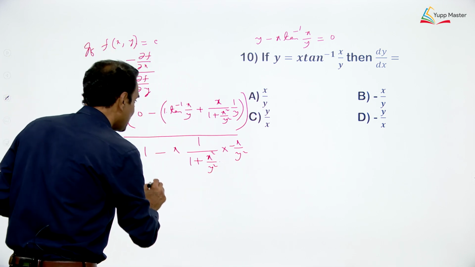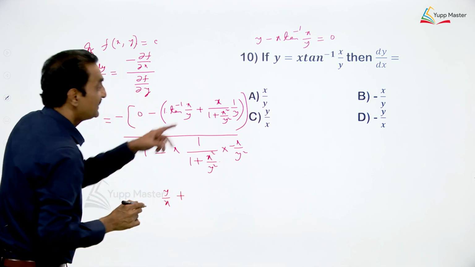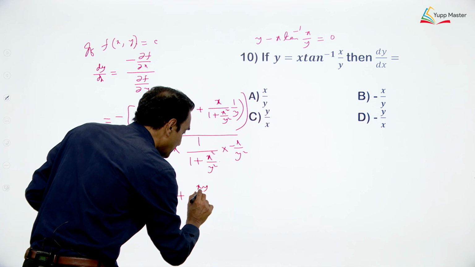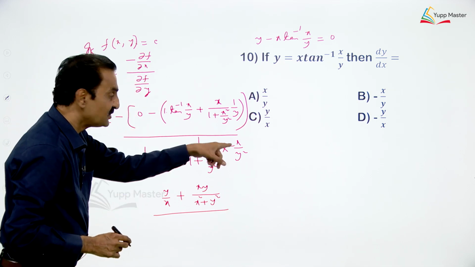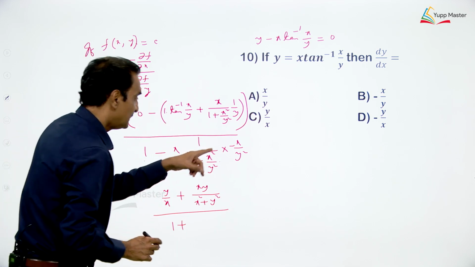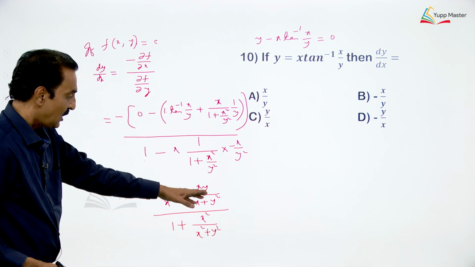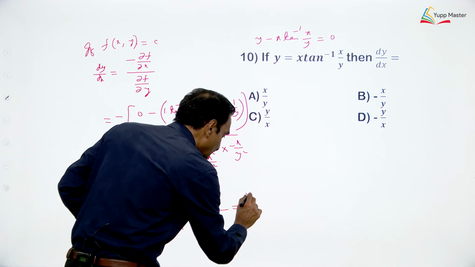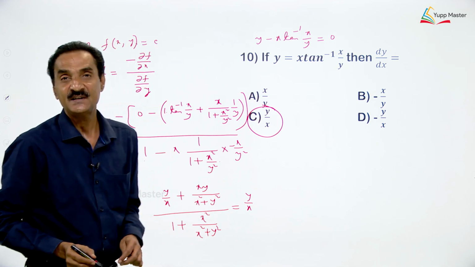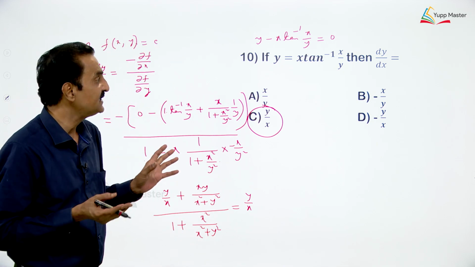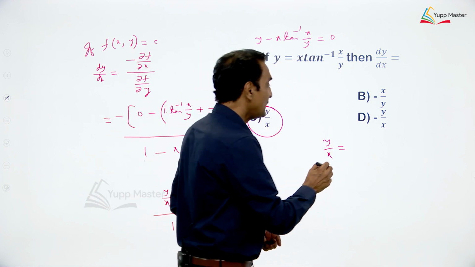Now, let us simplify it. Minus of minus is plus. We can write tan inverse x by y as y by x plus this will be xy by x square plus y square by denominator 1 minus into minus is plus 1 plus what is it, x square by x square plus y square. Now, if you take y by x common from numerator, remaining will cancel out. So, answer is y by x, answer is C, but we can solve it in a very easy way. The given function is y by x is equal to tan inverse x by y.